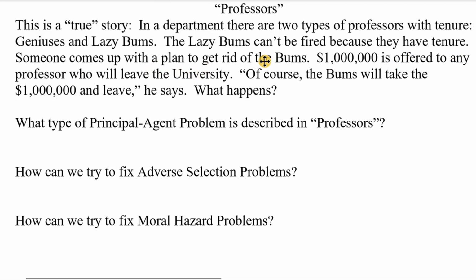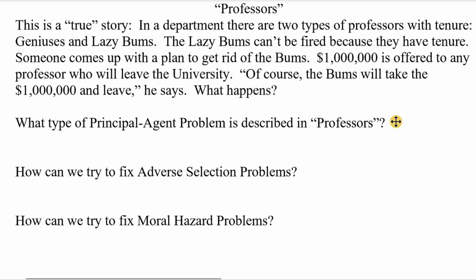The thinking of this person who came up with this plan was, of course, the lazy bums are going to take the $1 million because they're lazy. Maybe they're also greedy then, right? So the lazy bums, they're going to jump at this offer of $1 million. They will leave. That's not what happened. Can you think about what really happened and why?